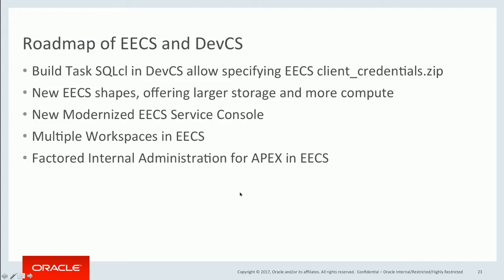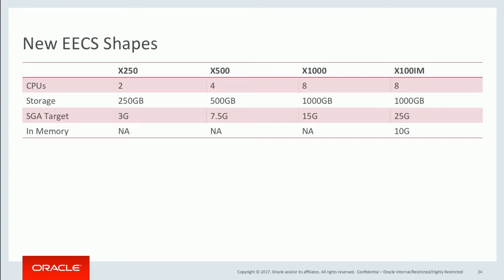There will be a new modernized service console, so a UI improvement to the service console. And you'll also be able to create multiple workspaces in EECS, which means you could kind of have your own hosting thing if you really, really wanted to. And we're going to have factored internal administration. So it is your own Application Express instance, so why can't you access internal administration? The answer is because we can't allow you to do some things in internal administration, but some of the things you can do, like do some monitoring, create other workspaces, which we're going to support, so you'll be able to do that.